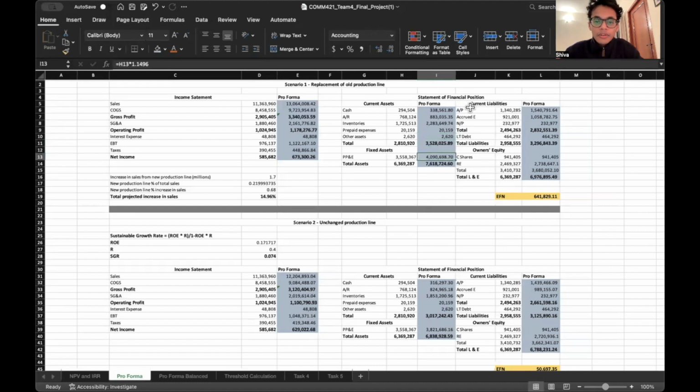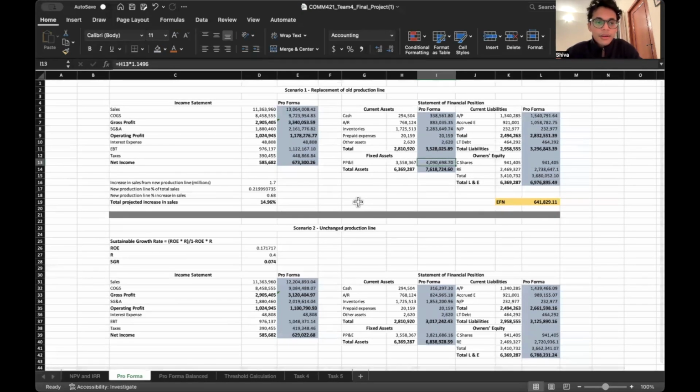And then we get a new total with the new PP&E, which was once again increased by 1.1496. Same thing with accounts payable here, increased by 1.1496. Accrued expenses, we did the same as well. Notes payable didn't change because they don't go up with sales. Same with long-term debt, it was unchanged. And then owner's equity, common shares, there was no issuing of new common shares, so that was left unchanged.